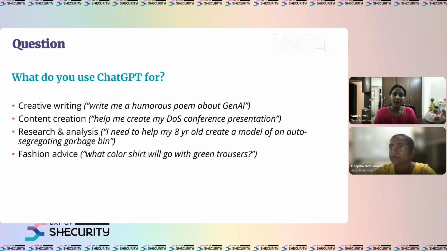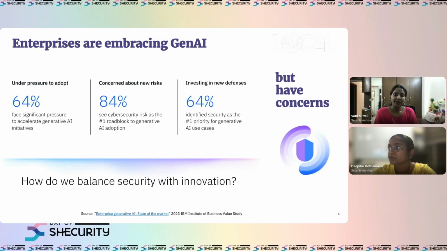Now, according to a recent study done by IBM's research arm, the Institute of Business Value, 64% of the executives who were surveyed feel pressure to adopt generative AI. But 84% of them have concerns about security. They see it as a number one roadblock to adopting Gen AI. And as we just discussed, they are right to be concerned. So the obvious question is, how do we balance innovation with security?